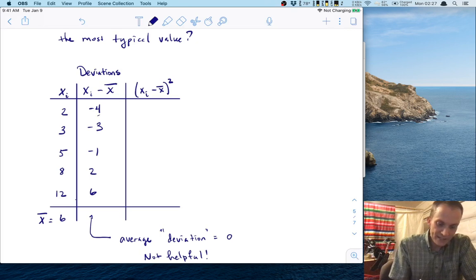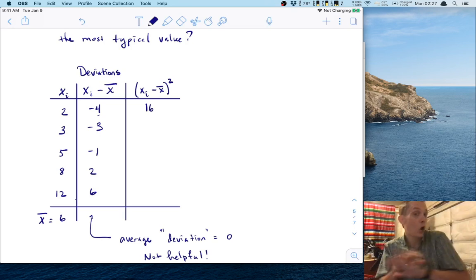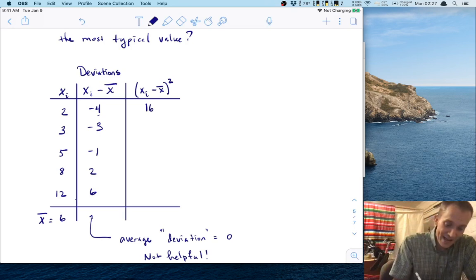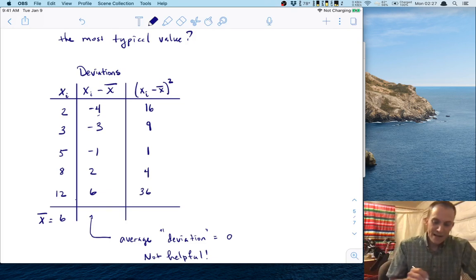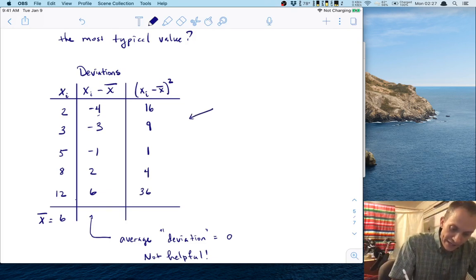We're going to take each of these deviation scores and square them. So -4 squared is going to be a positive 16. Remember, squaring always gets rid of the negatives. So -3 squared, that's 3 times 3, which is 9. -1 squared will give us 1. 2 squared will give us 4. And then 6 squared will give us 36. Now, let's find the average of these and see what that gets us.